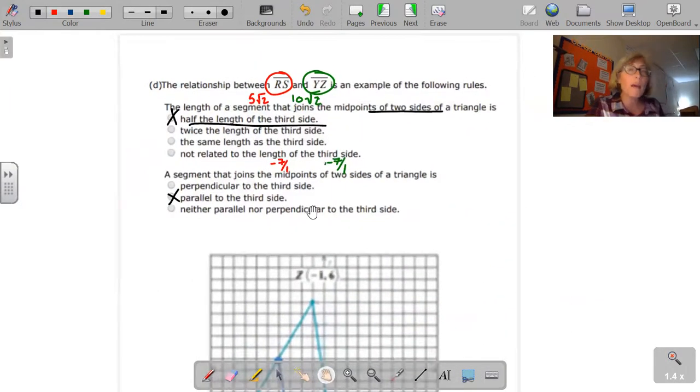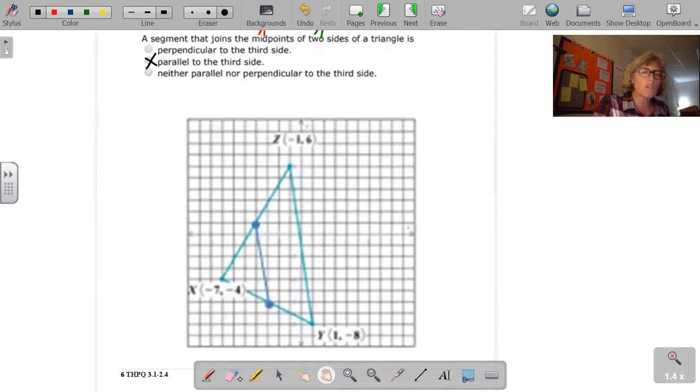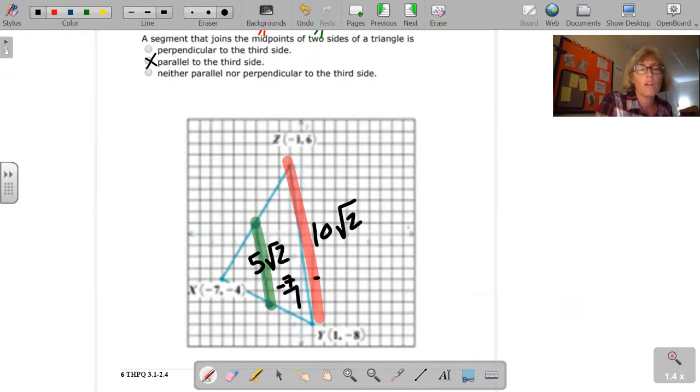So we have proven mathematically that this midsegment, first it's a midsegment because it connects the midpoints. Then we compared the lengths, and the lengths were 5 root 2 and 10 root 2. One is half of the other, and then the slopes were -7/1, -7/1. Therefore, they are parallel.